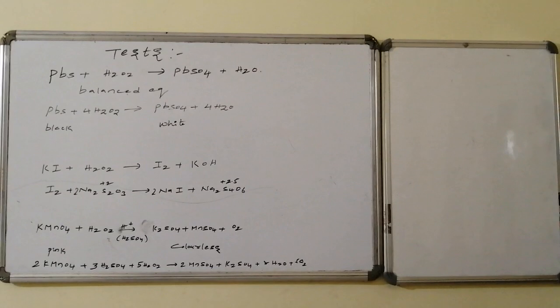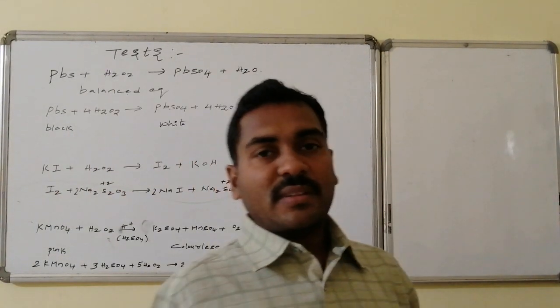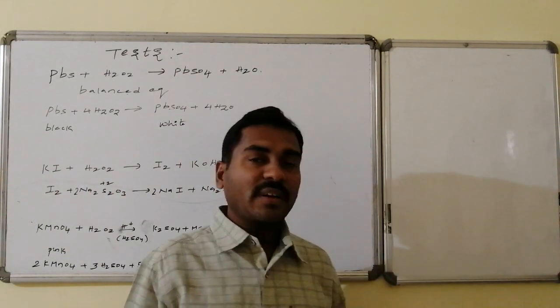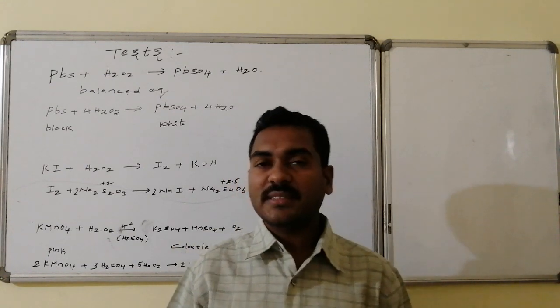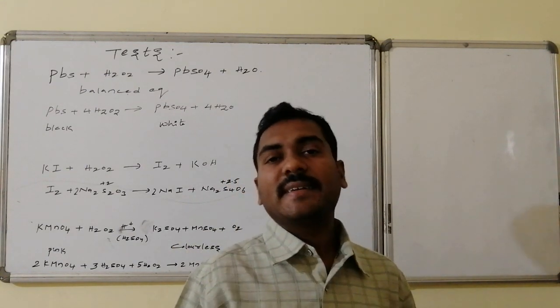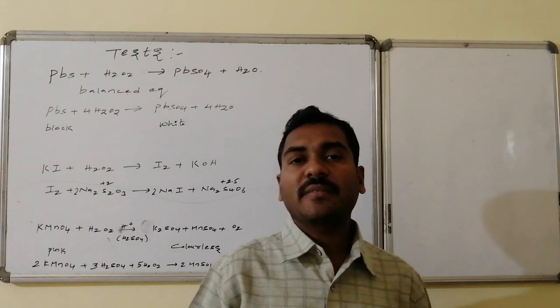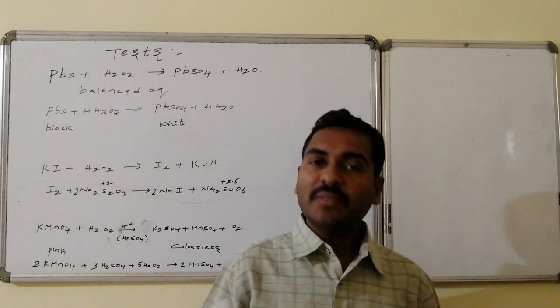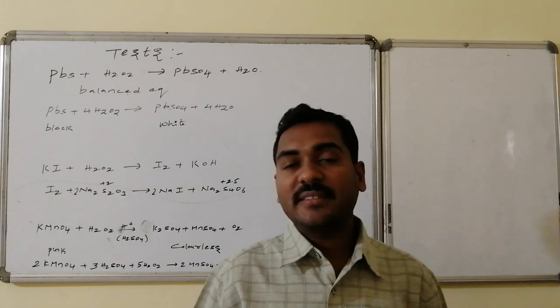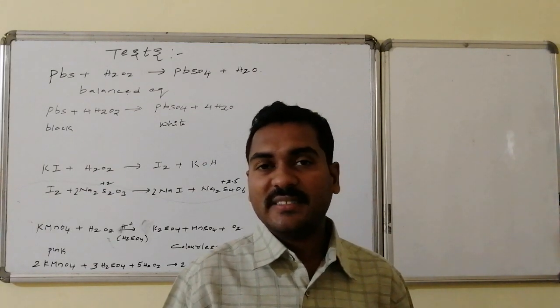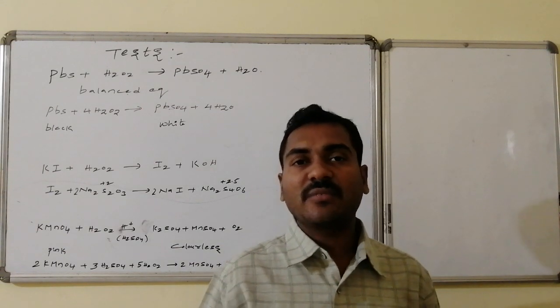The 3 tests discussed are not specific for hydrogen peroxide. These are common for any oxidizing agent; hydrogen peroxide also fits. Now we will go for the specific tests, those given only by hydrogen peroxide. Then we will go for the estimation methods. Suppose hydrogen peroxide is identified, then how much quantity of hydrogen peroxide is there, how to calculate that estimation we will do.